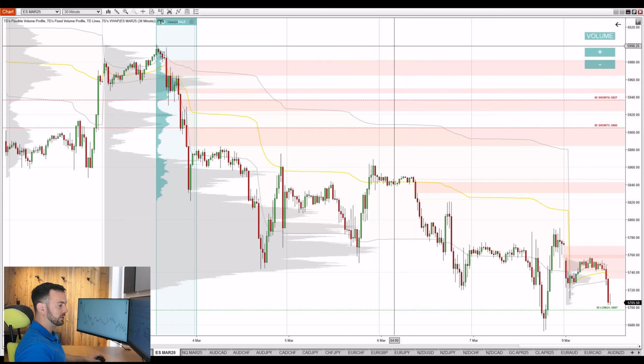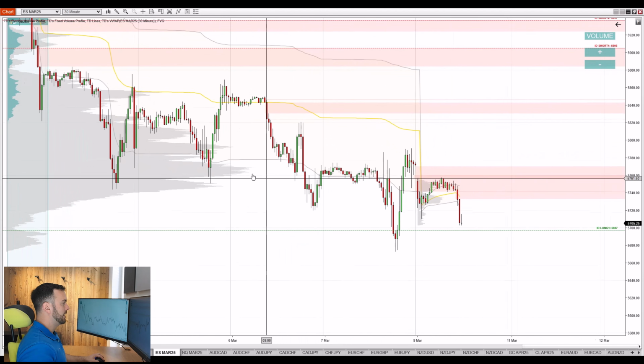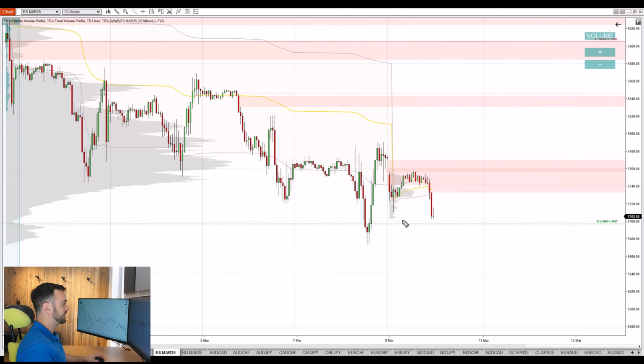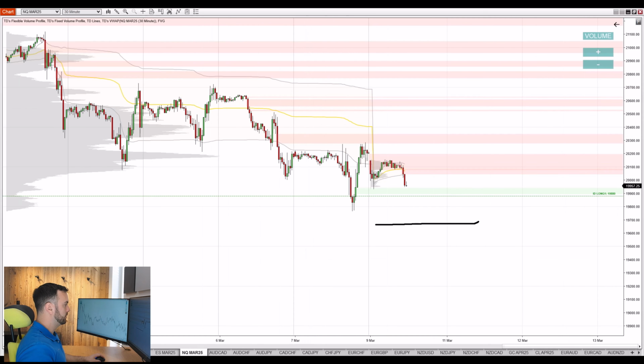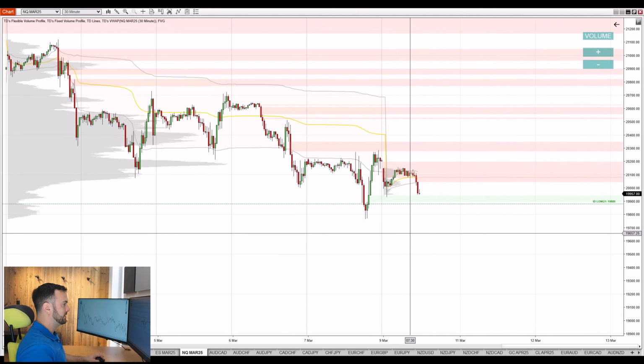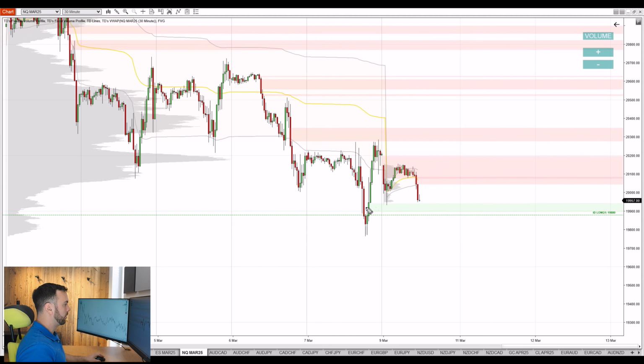Let's now go to the NQ. There's a very similar level on the NQ as on the ES, and it's very similar as the long level. So let me switch to the NQ. And in here, you can see that long level on the NQ. Again, we are looking at the 30-minute time frame here. The NQ is moving in a very similar way as the ES.